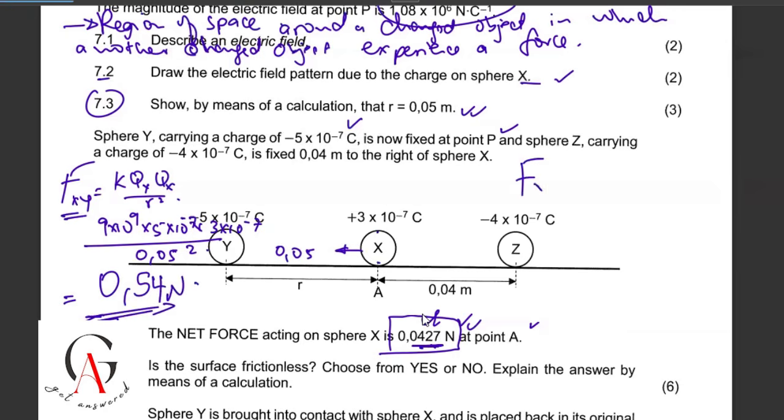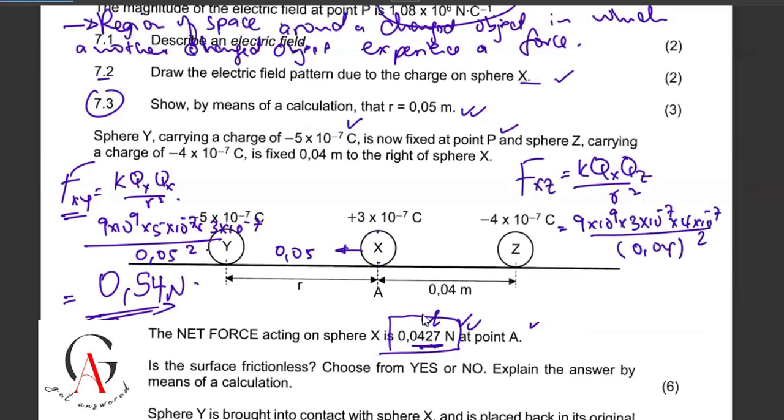Then let me get the Fxz with the same thing. So it's k Qx Qz over r squared: 9 times 10 to the 9, times 3 times 10 to the negative 7, times 4 times 10 to the negative 7, divided by 0.04 squared. Punching this into the calculator, we still have the same values, but instead I'm having a 3 and a 4, and my distance is 0.04. So this gives me 0.675 newtons, but then in which direction?